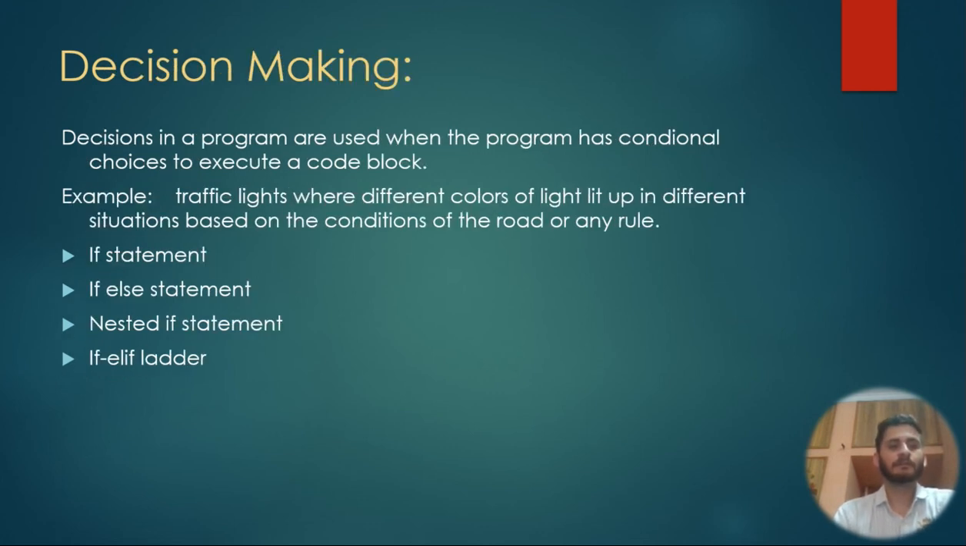Decision making. It is also known as statements. Decision making means decisions in a program are used when the program has conditional choices to execute a code block. For example, traffic lights, where different colors of light light up in different situations based on the conditions of the road or any traffic rule. Then the statements are: if statements, if else statements, nested if statements, and if elif ladder.